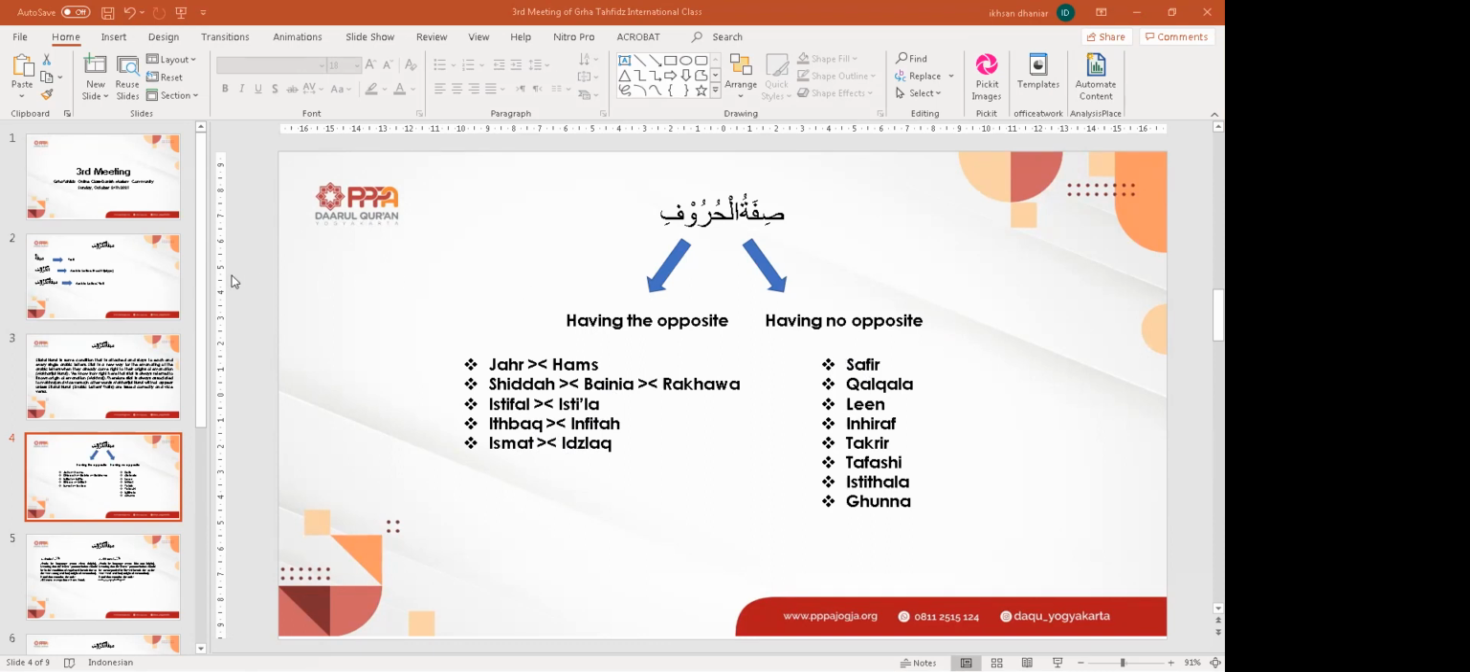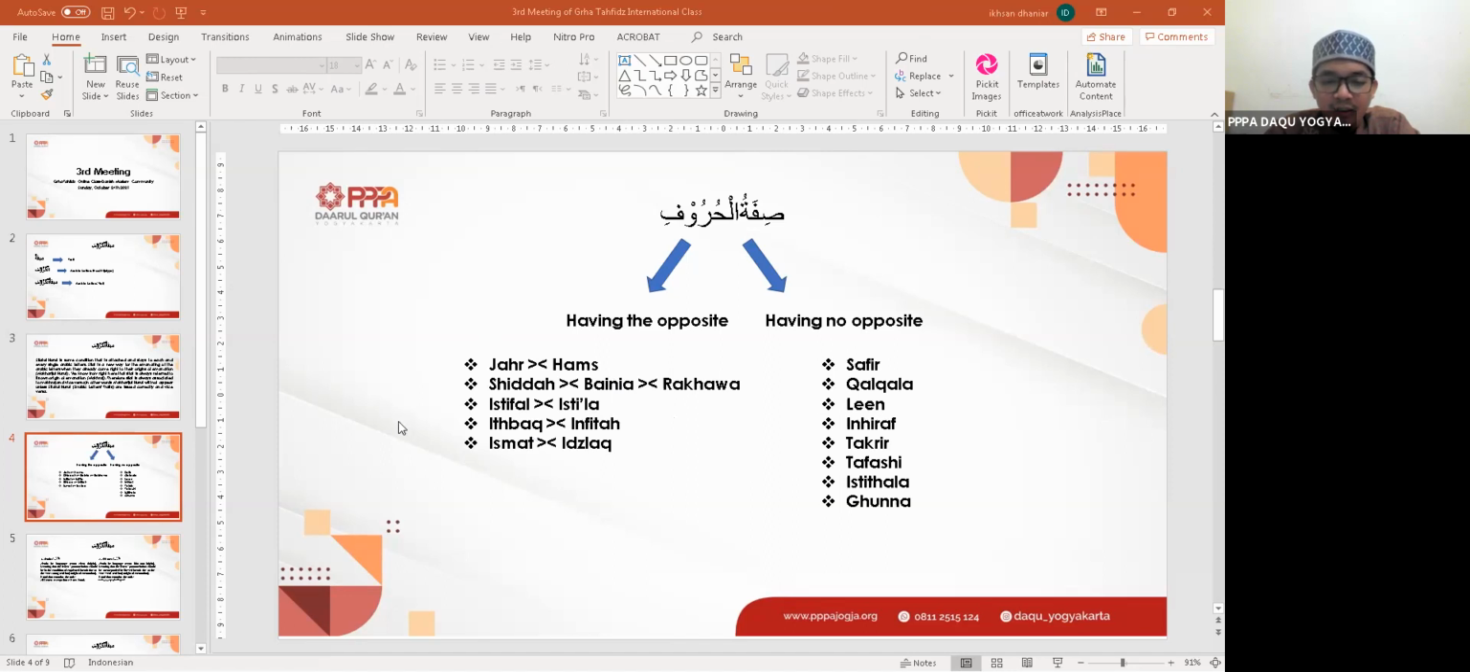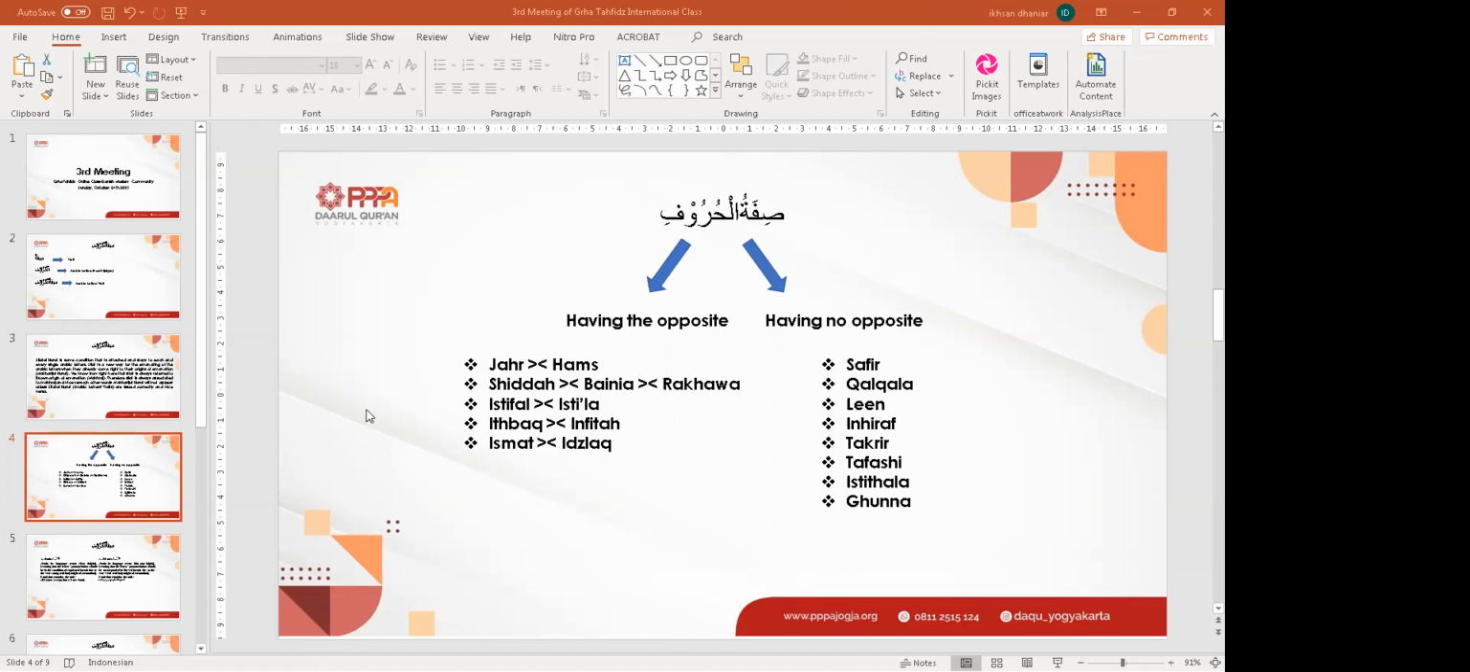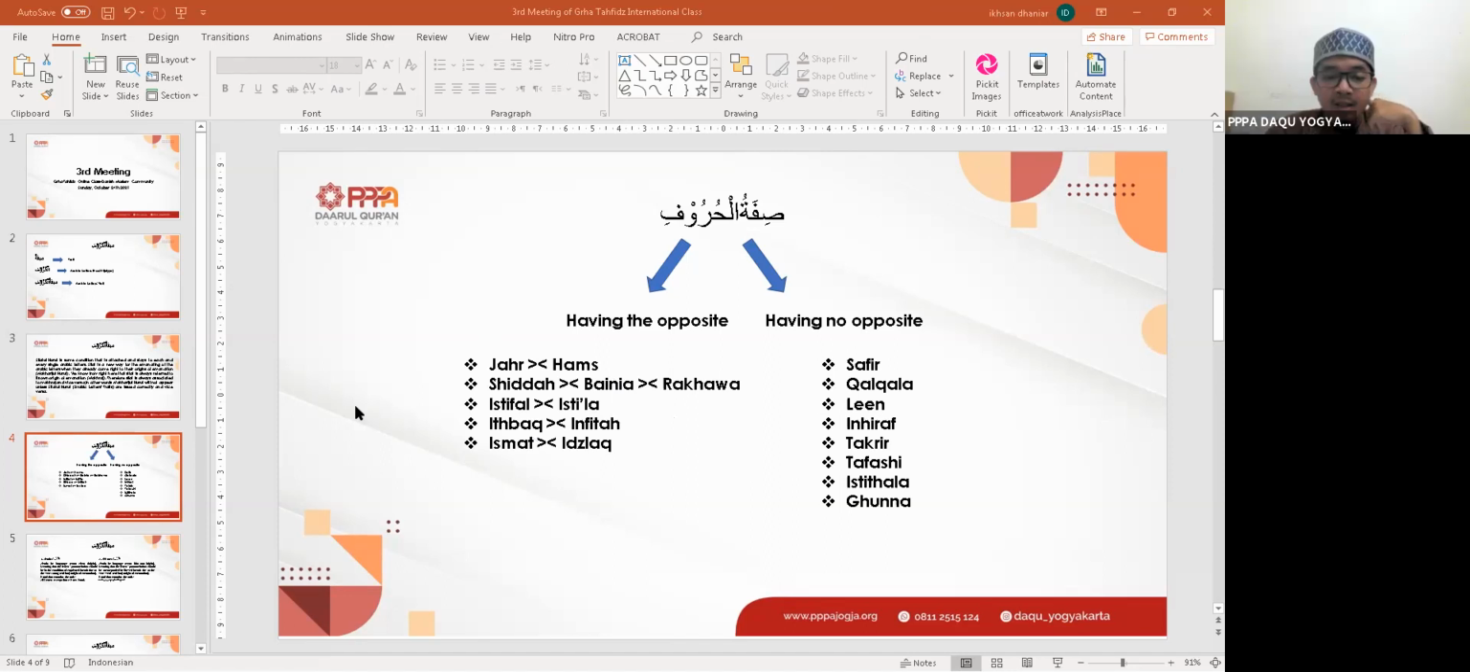Okay, so far, any question? Ustad, Bainia and Rahawa, is it the same meaning? For Jahar, it opposes Hams, and Shiddah opposes Bainia. And Rahawa, is it the same as Bainia, or does it oppose Bainia? Can you explain it? Okay, I'll explain it right away, because it's in the next slide. Okay, Ustad. Let's move on.